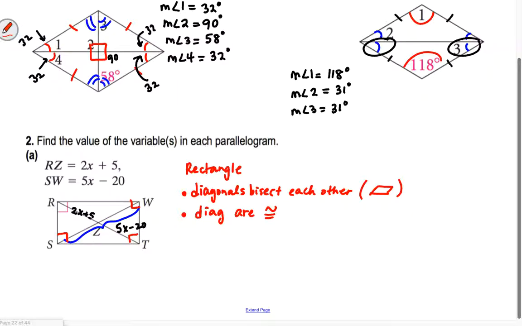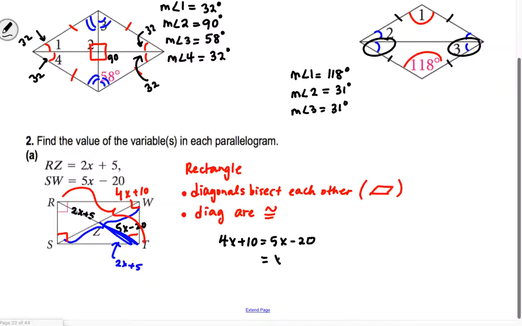So when I have 2x plus 5 here for RZ, what is ZT? 2x plus 5, right? Because diagonals bisect each other, so this piece has to equal this other piece. So what's the whole length going across? Yeah, exactly. So this piece right here, this ZT, is also 2x plus 5. So this whole length is 4x plus 10. So our diagonals are congruent, so we're going to say 4x plus 10 has to equal 5x minus 20. They have to be the same.